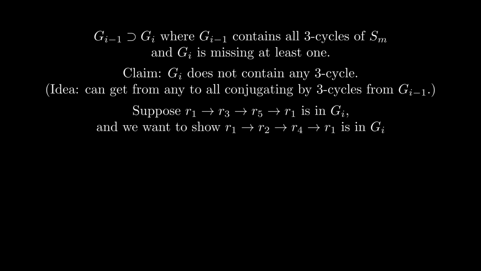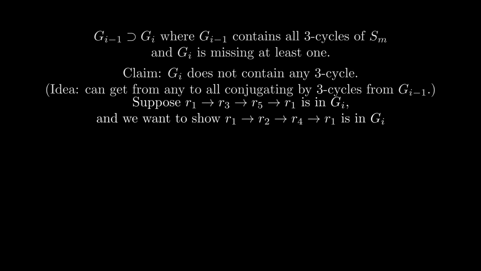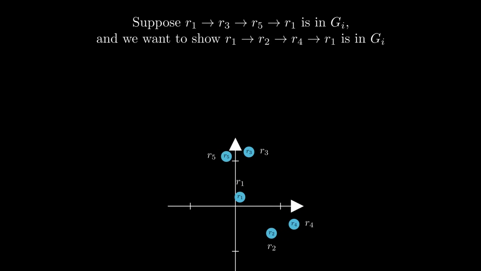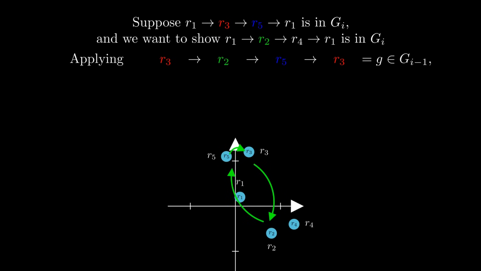So let's take two 3 cycles, 1 to 3 to 5 to 1, and 1 to 2 to 4 to 1. And given that the former is in Gi, we want to show that the latter is too. We'll keep this handy diagram of the roots available to show where they go. So the first step is to copy the red, green, and blue roots into this diagram. We know this permutation is in Gi-1 because Gi-1 contains every 3 cycle. Let's draw the arrows on the diagram and follow them.